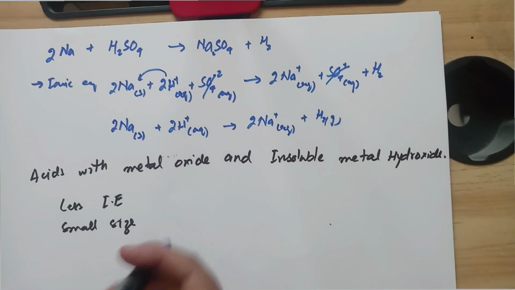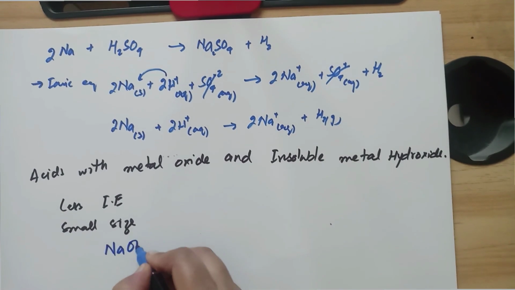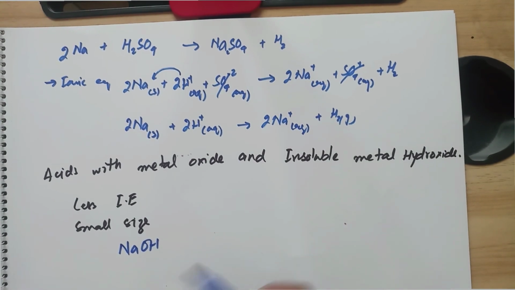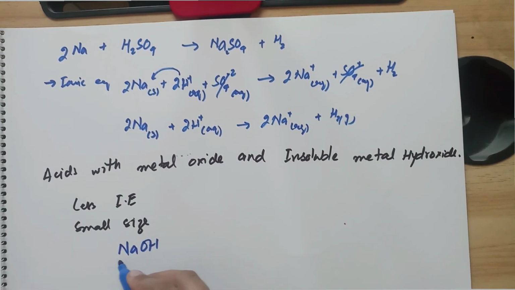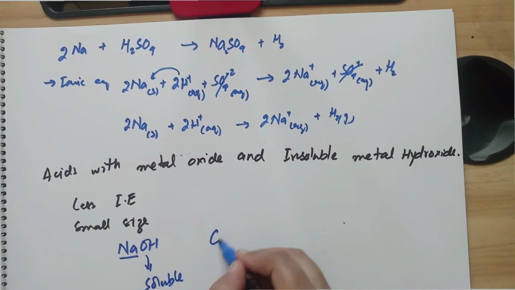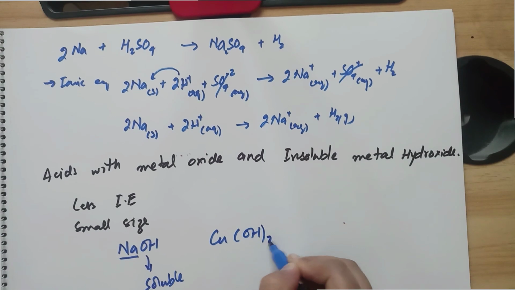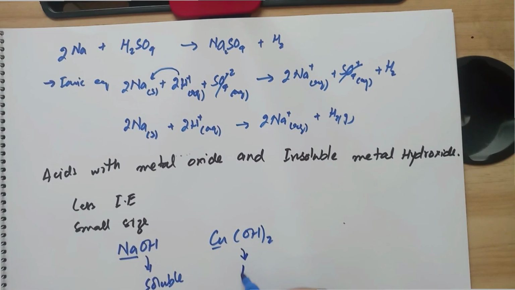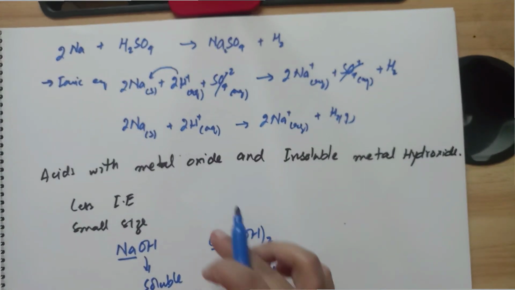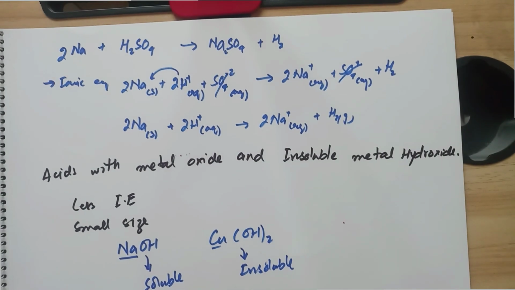For example, NaOH, that is sodium hydroxide, is a metal hydroxide. Because sodium belongs to the first group, that is the alkali metal group, it is soluble in water. While if we take another example, copper hydroxide, copper is a heavy metal or transition metal, so it is insoluble in water. Is it clear? So it will not ionize in water when you dissolve it.